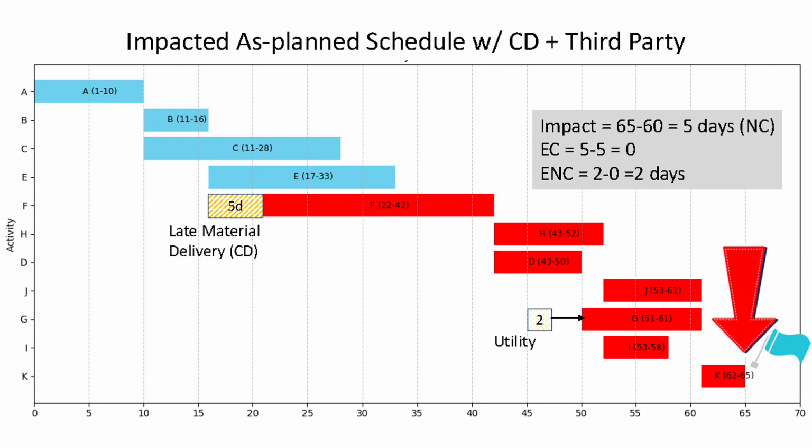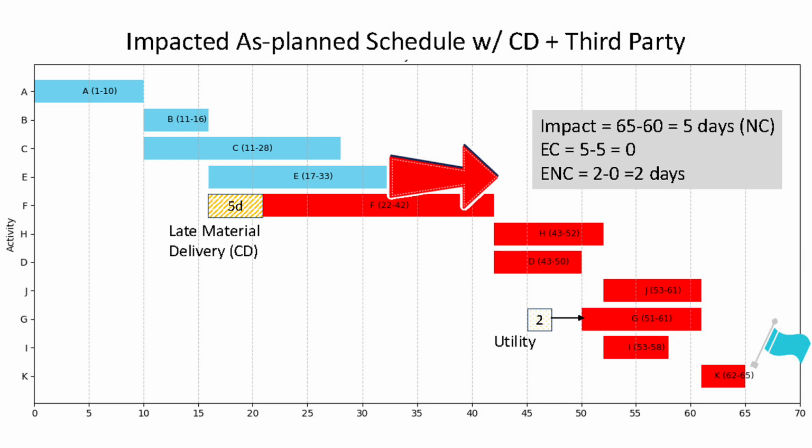Compared to the baseline of 60 days, this results in a 5-day non-compensable delay, as the impact was not due to the owner's fault. And finally, to find the compensable delay, we subtract the non-compensable time from the total delay, 5 minus 5, which leaves us with 0 compensable delay. This makes sense, as the project would have been delayed by 5 days, even without any fault on the part of the owner. Therefore, any claim for cost compensation is likely to be denied. It means the entire 2-day time extension is non-compensable.